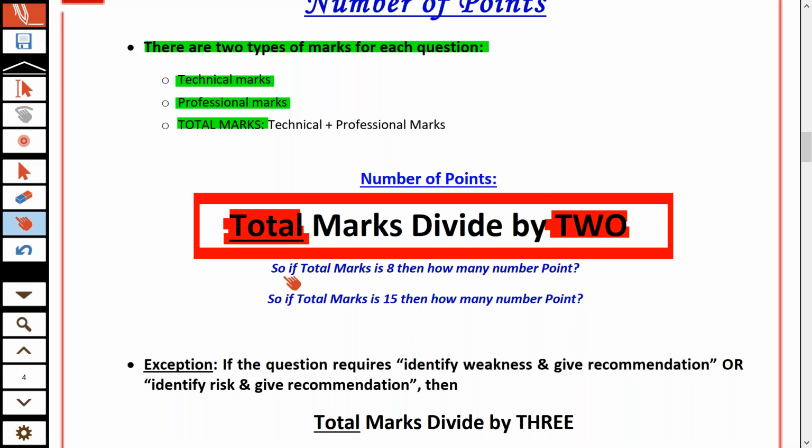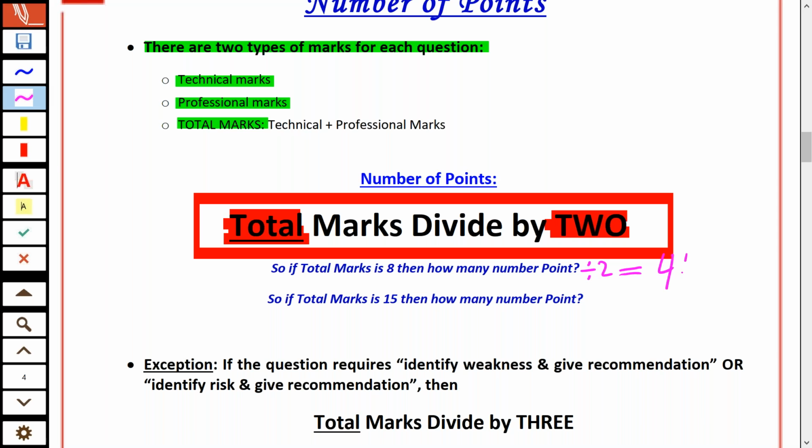So if total marks is 8, then how many number of points? Come on, guys. If total marks is 8, then how many number of points? I'm waiting. Very simple. You divide total marks by 2. So you need to give 4 points for 8 marks.